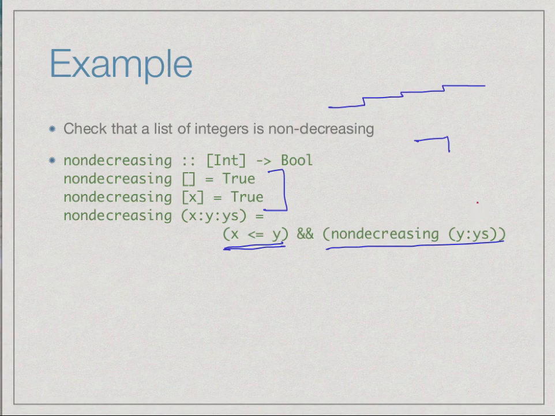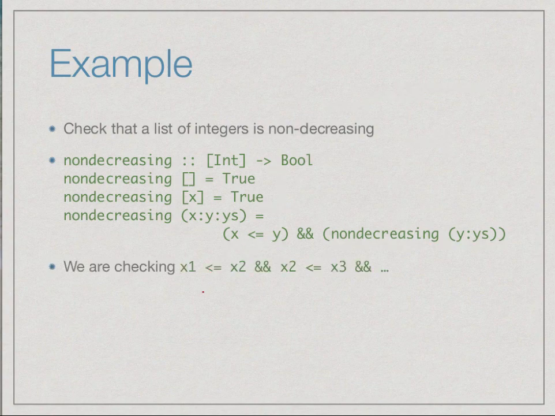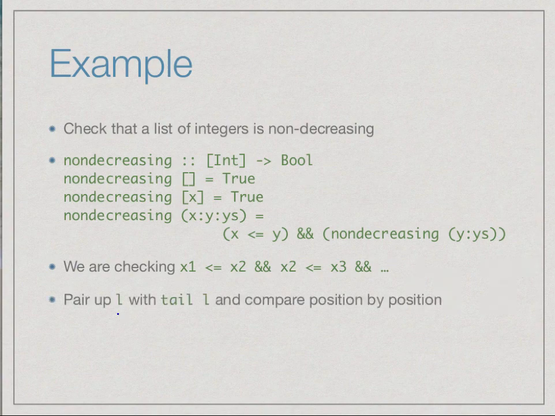So how would we use zip for this function? Effectively notice that what we are doing is checking whether x1 is less than or equal to x2, and then x2 is less than or equal to x3, and x3 is less than or equal to x4, and so on. So I can imagine that if I write x1 to xn minus 1 and x2 to xn, then we are checking pairwise at each position that this holds. So this gives us a suggestion that we might want to construct these pairs and then look at the value of less than on each of these pairs. So we can pair up a list with its tail and compare position by position.